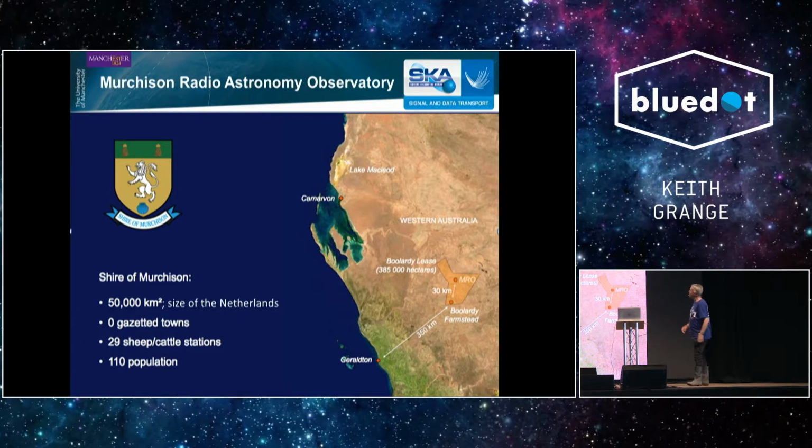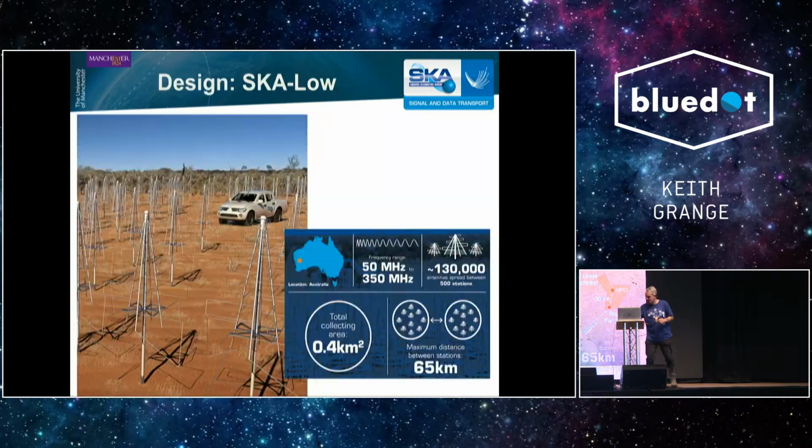In Australia, we're going to be basing the telescope in the Murchison, and this really is remote. This area that I've put on the map here is the size of the Netherlands, and it has a total human population of 110. So we're well away from a lot of contamination. There's plenty more sheep and cattle, of course, but we don't have to worry about those quite so much.